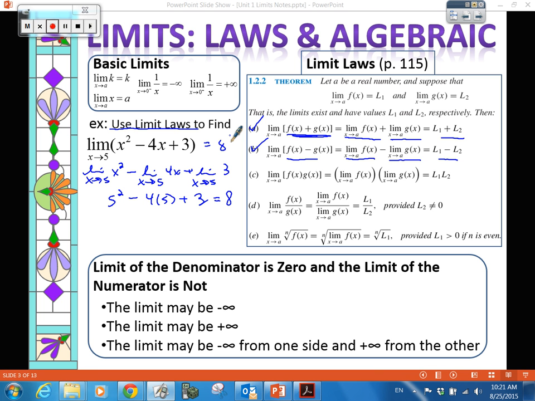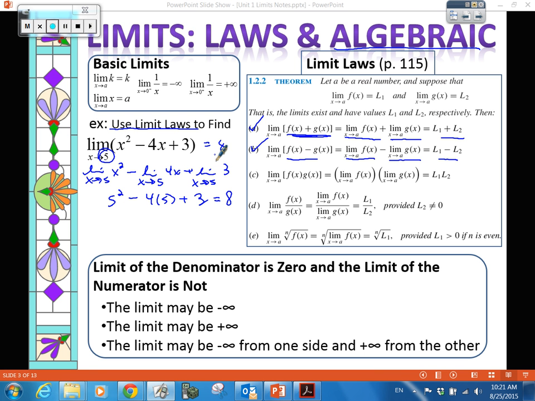So we're going to basically spend the bulk of the time on algebraic limits. The first step for algebraic, as you probably recall from last year, is to substitute the a in. The a is where we're going. Substitute that into the expression. That's my first step.